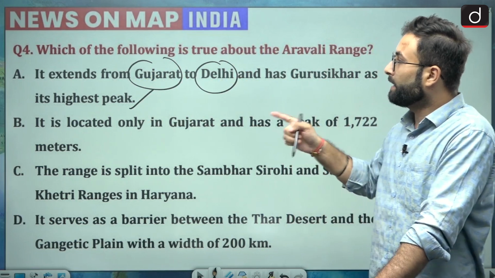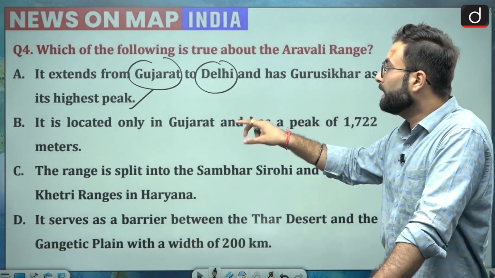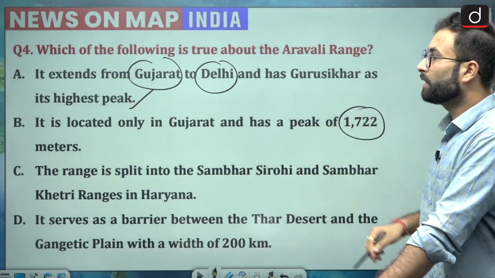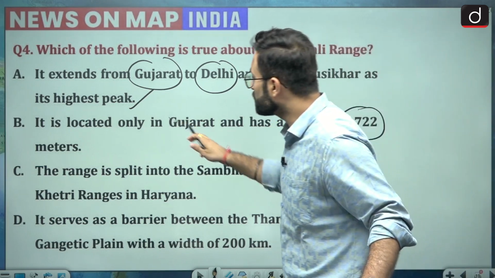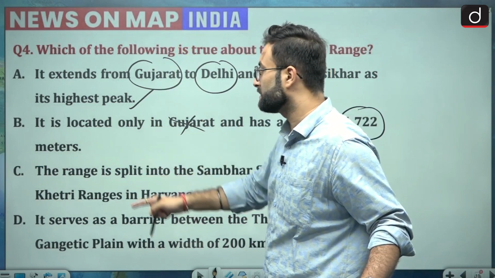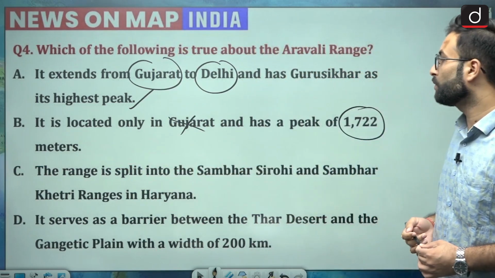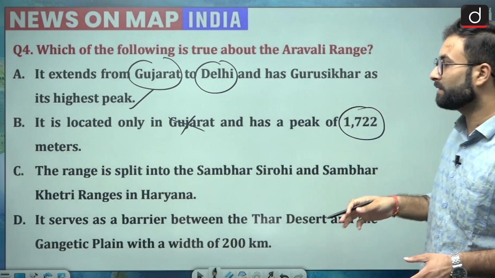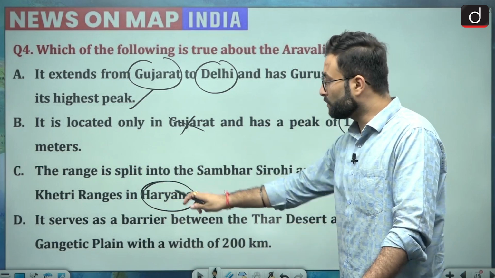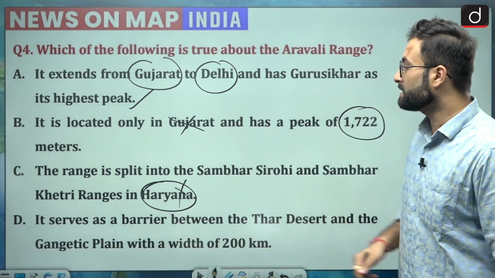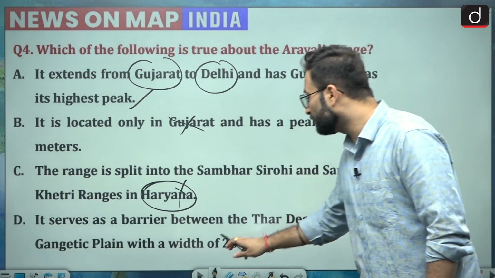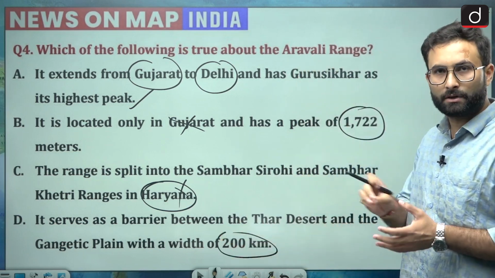Okay. And here you will be seeing it is located only in Gujarat and has a peak of 1722 meters. Now this is incorrect because this is not only in Gujarat; these are present in Rajasthan, and up to Delhi. Now the range is split into Sambhar, Sirohi and the Sambhar Khetri regions in Haryana. Now this Khetri is not in Haryana, this is in Rajasthan. So this is incorrect. Now it serves as the barrier between the Thar desert and the Gangetic plains with a width of 200 kilometers. Now this width is changing.